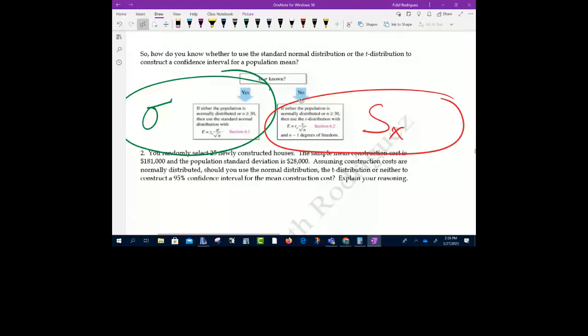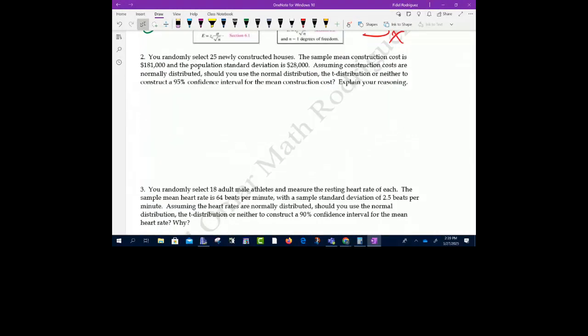All right, so look, let's figure out these next two questions, guys, and then we'll go back and do that one that we had kind of skipped over. Okay, so look what it says. We randomly select 25 newly constructed homes. First thing I'm going to do, y'all, before I even keep reading, y'all agree my N is 25? Second part, sample mean construction cost is 181,000. My X bar, y'all, 181.